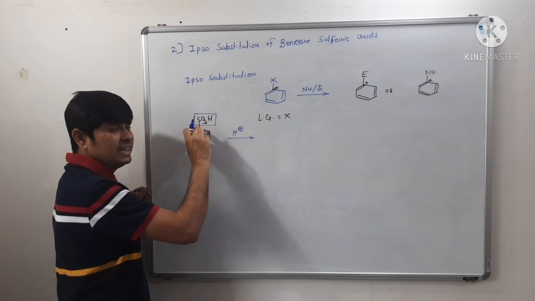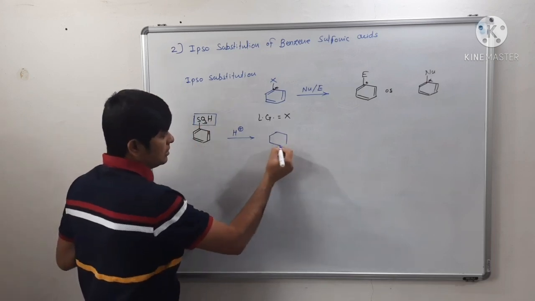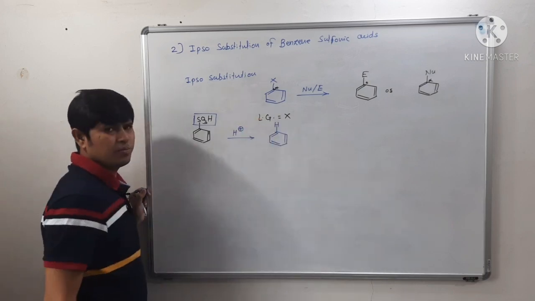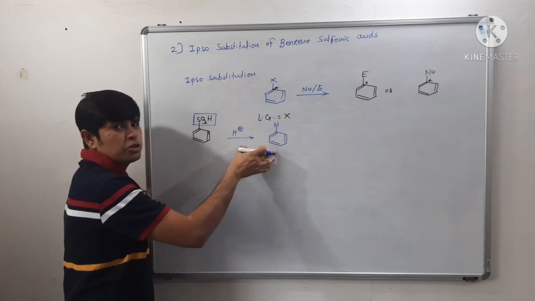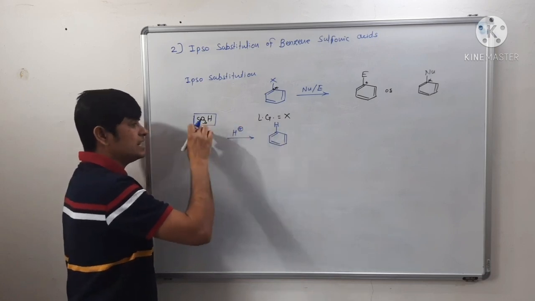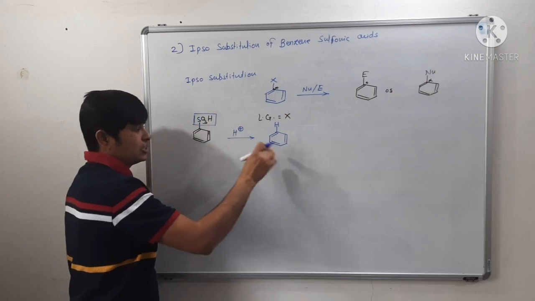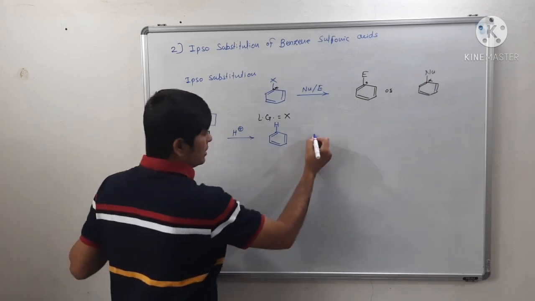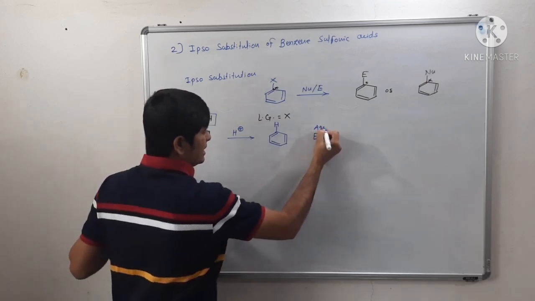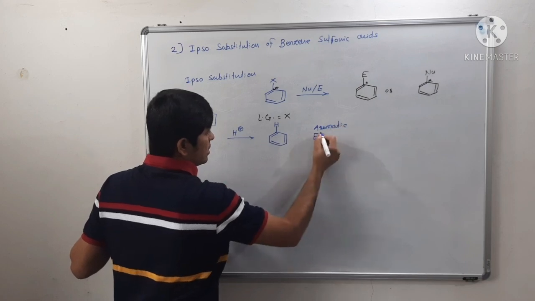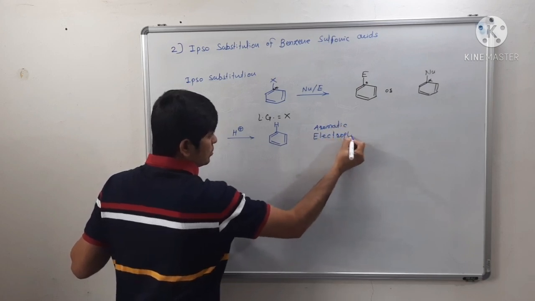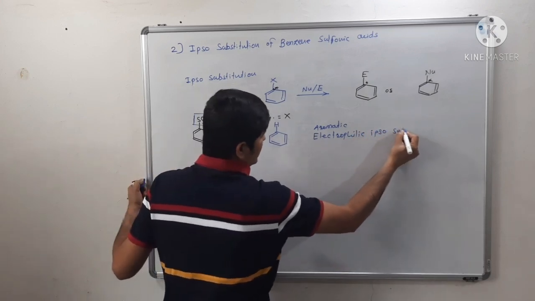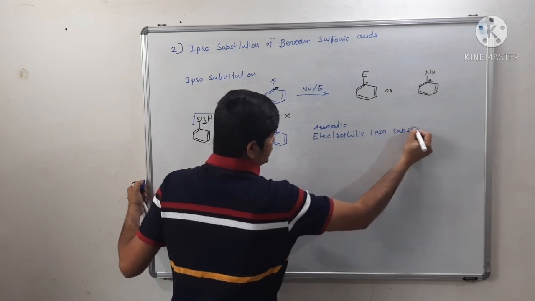If H plus is taking this position, then we will get this product in desulphonation. So this is again ipso substitution. This electrophile H plus is taking the position which is vacated by this SO3H. So we are getting this ipso substitution product. This is aromatic electrophilic ipso substitution.